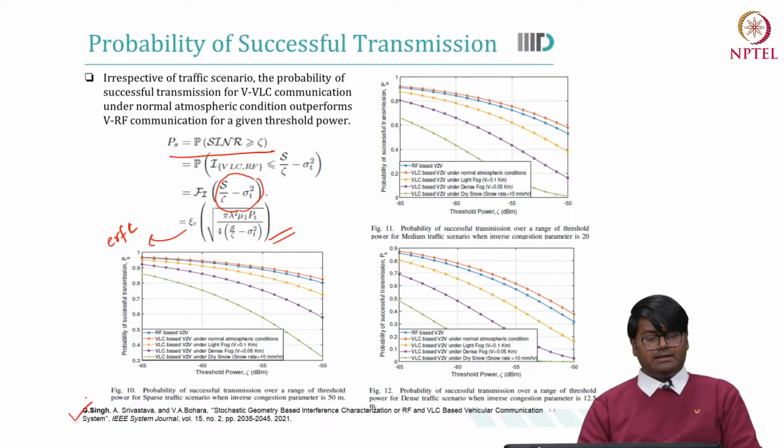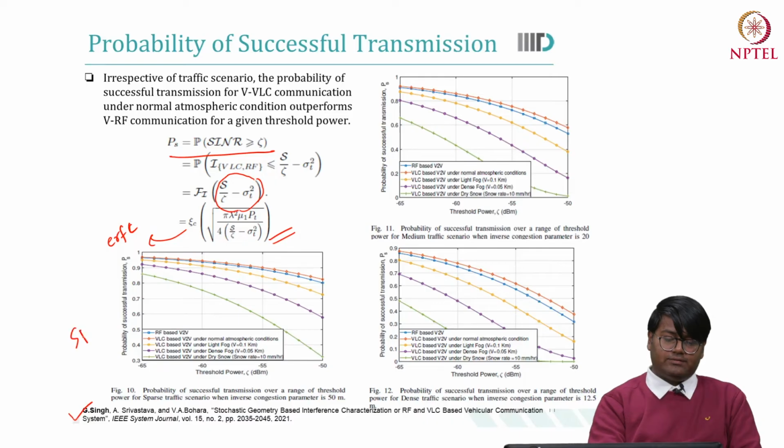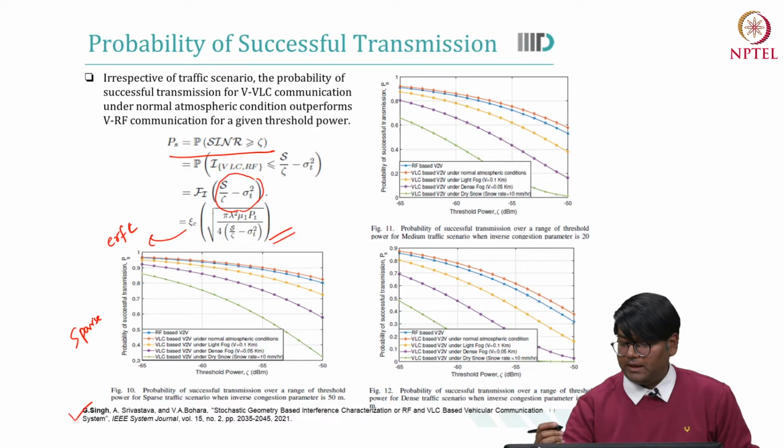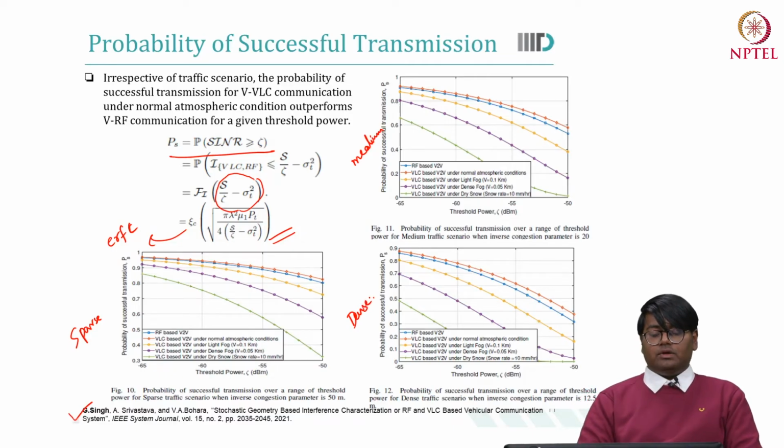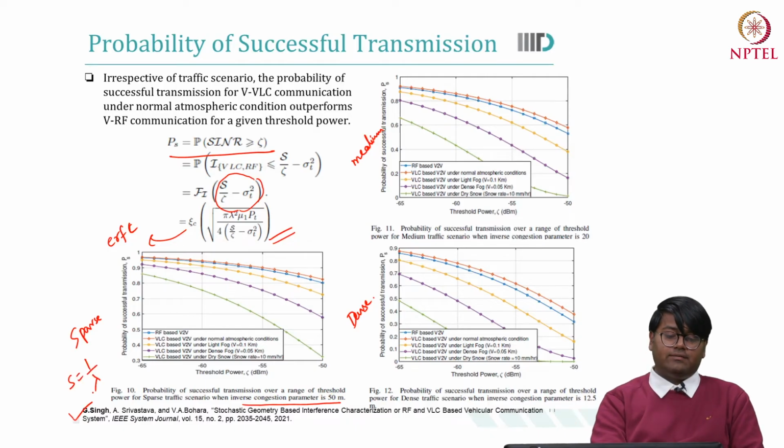Now, interestingly, figures 10 to 12 show the probability of successful transmission variation over a range of threshold power for VRF and vehicular VLC under various environmental deterrents for 3 different traffic scenarios. We have considered a sparse traffic scenario, a medium traffic scenario and a dense traffic scenario. One can characterize these different traffic media using a parameter called the inverse congestion parameter. In traffic flow theory, this parameter is related to the vehicular density. It is defined as the inverse of the vehicular density.